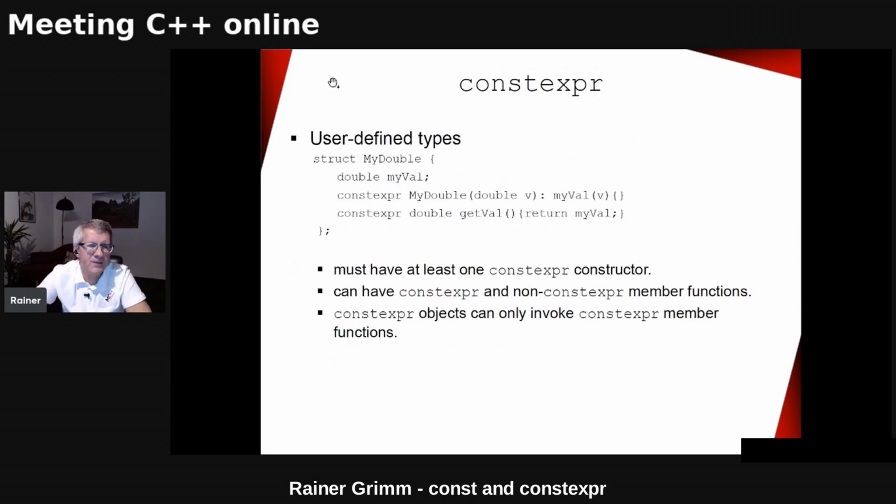A few additional remarks. You can also apply constexpr to your user-defined data type. This means you can initialize my double at compile time when it has at least one constexpr constructor, such as this one. This class can be hybrid. It can have constexpr and non-constexpr member functions. But when you declare a constexpr object of this class, or initialize one to be more specific, you can only invoke the constexpr member functions, of course. And once more, this is by definition thread safe.